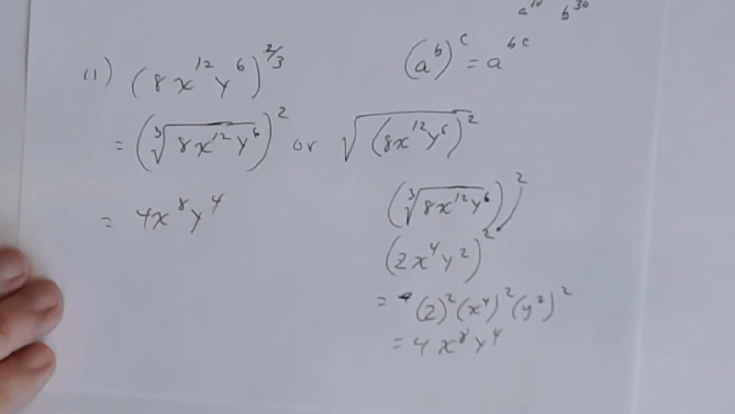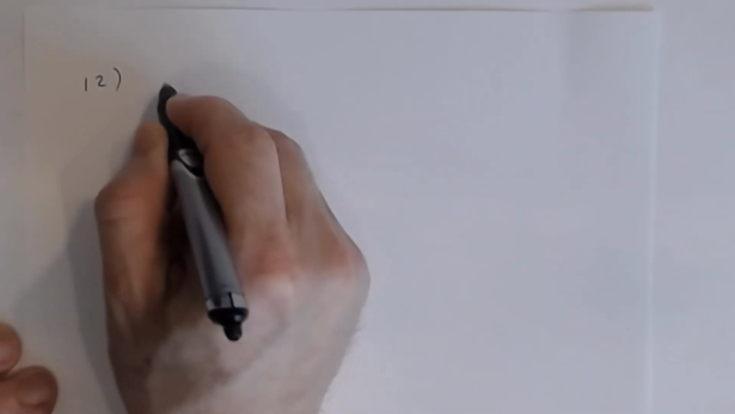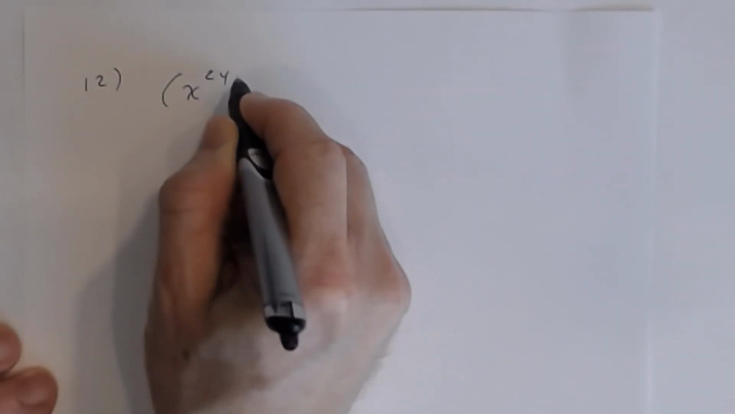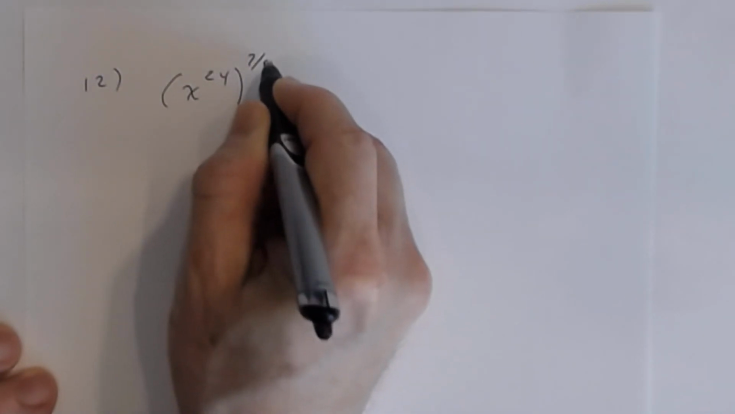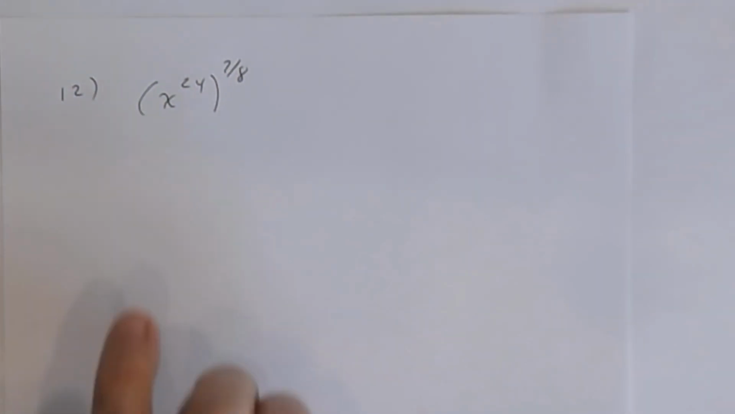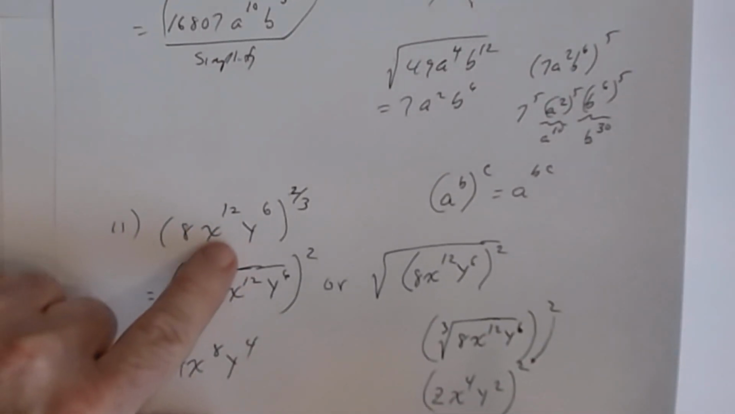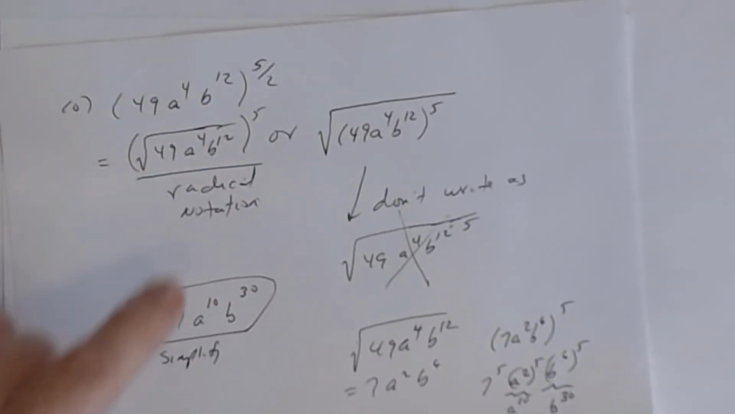Okay? And let's do number 12. So let's make number 12 easy, and then we'll look at the next part. So number 12, let's suppose we had x to the 24th, all raised to the 7/8 power. Okay, that's an easy one right here. It obviously looks a lot easier than this one or this one.